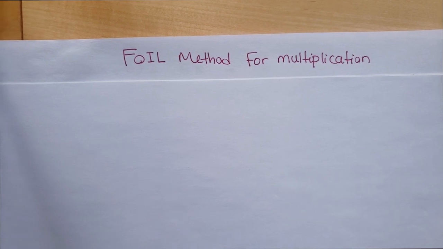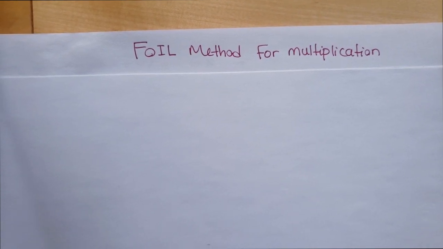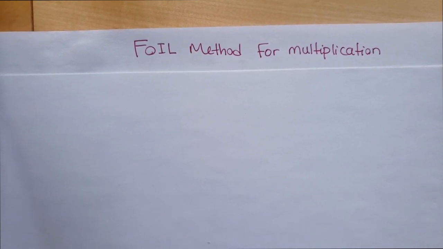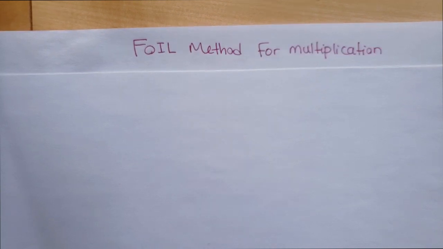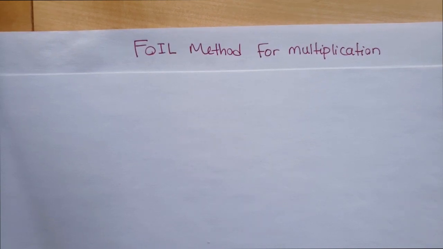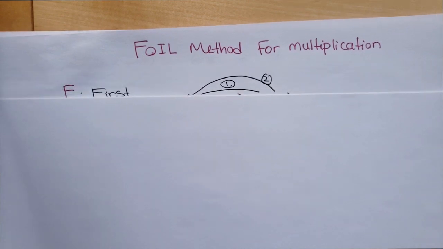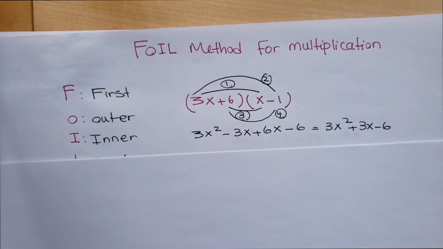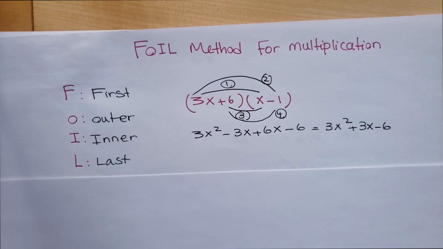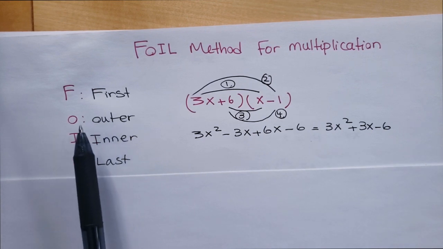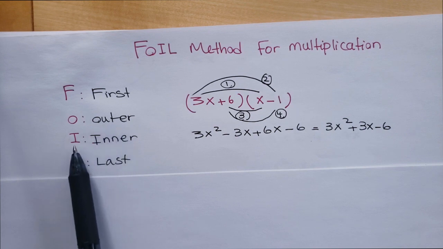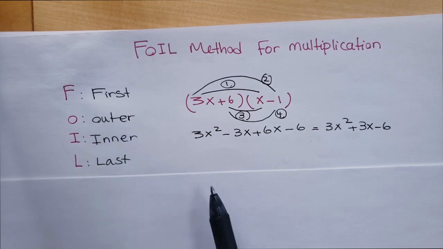Welcome back, my friends. In this video we will be talking about the FOIL method for multiplication of binomials, trinomials, any algebraic expression. For now we will start by explaining what FOIL stands for. F stands for first, O stands for outer, I for inner, and L for last. Let's see what that means.